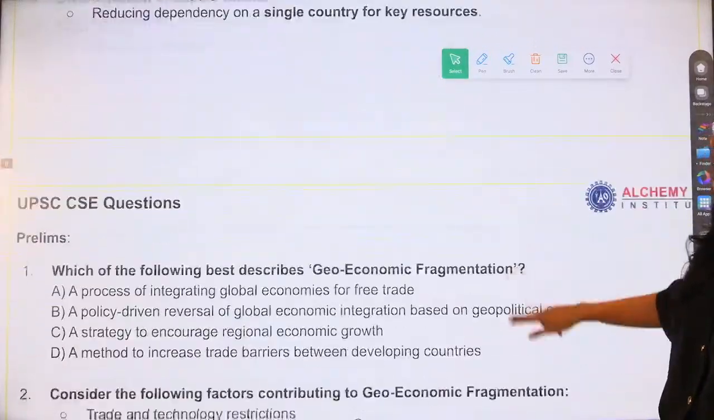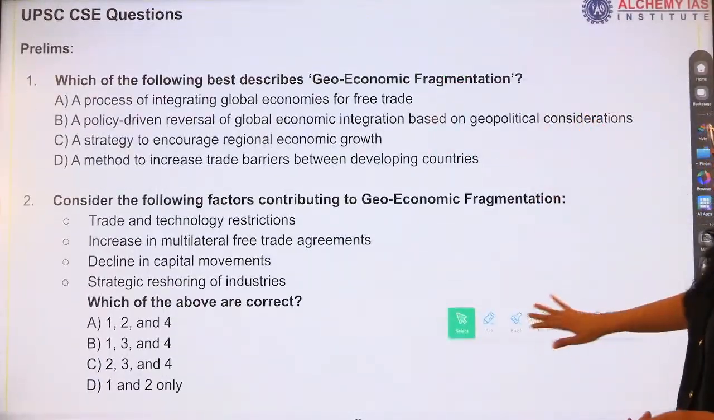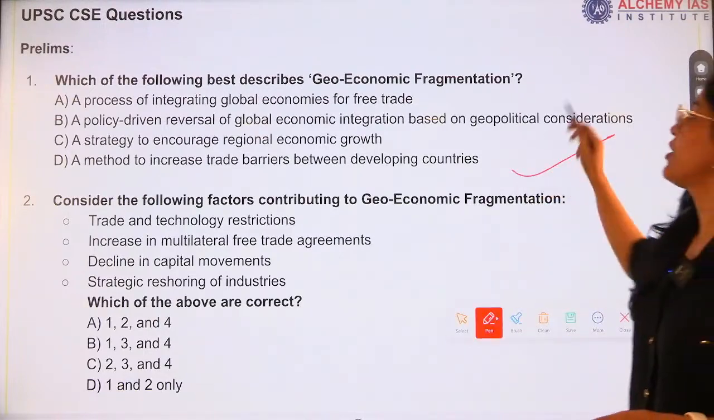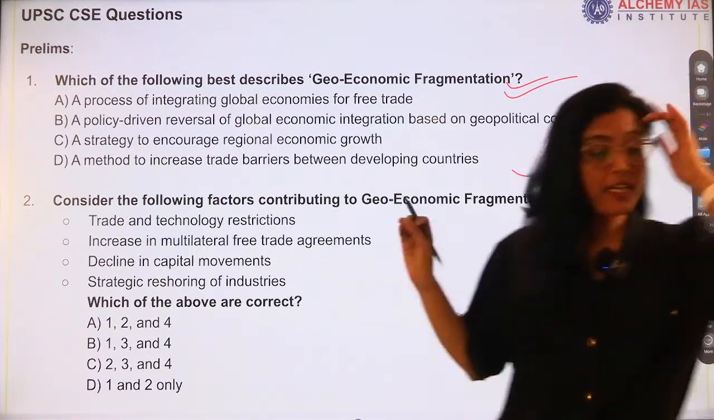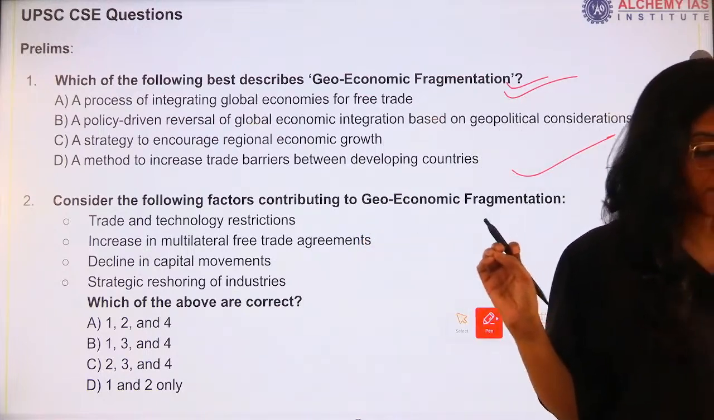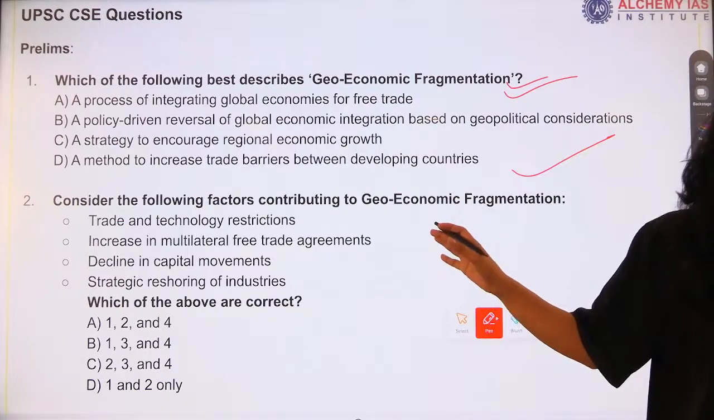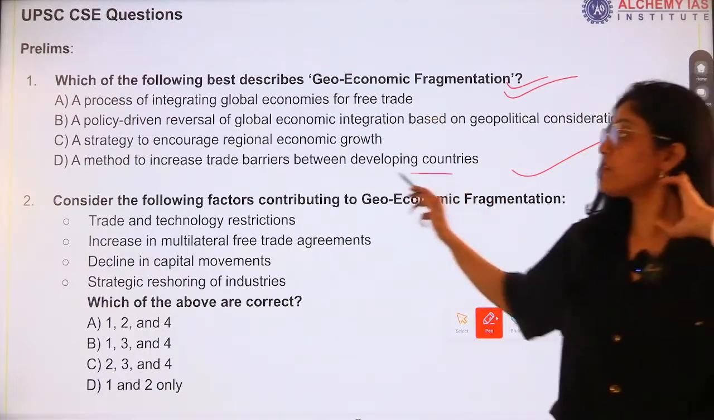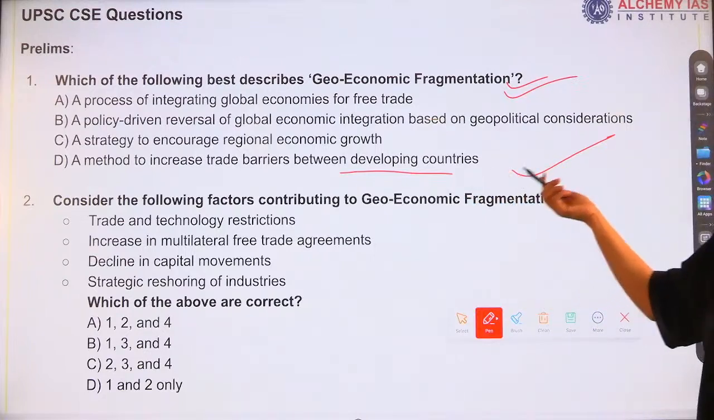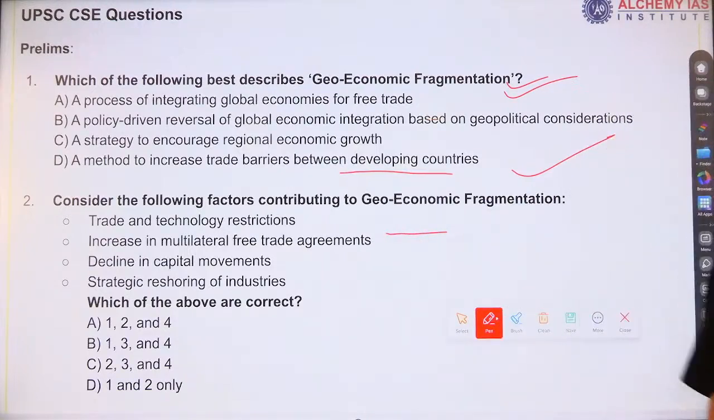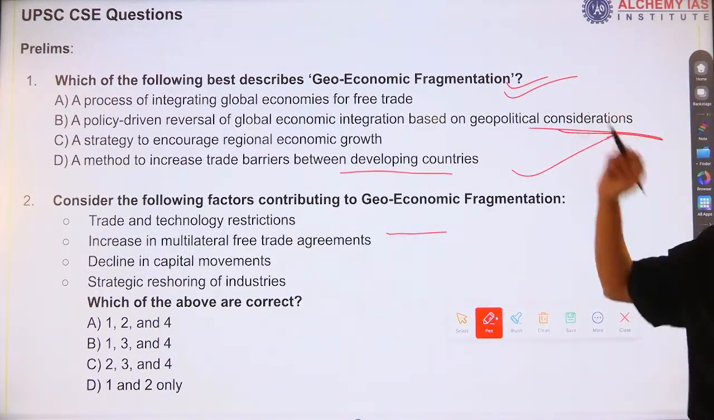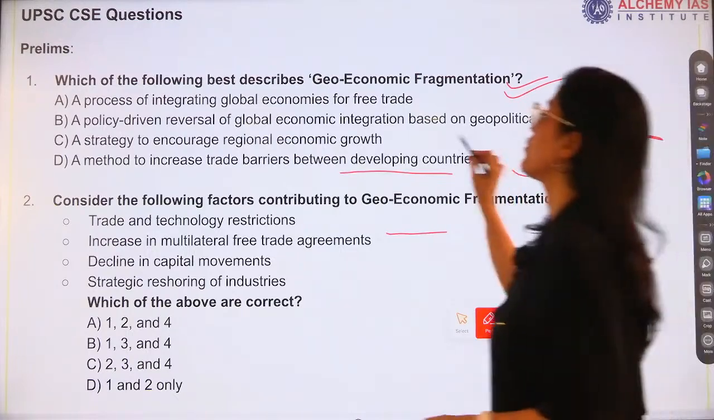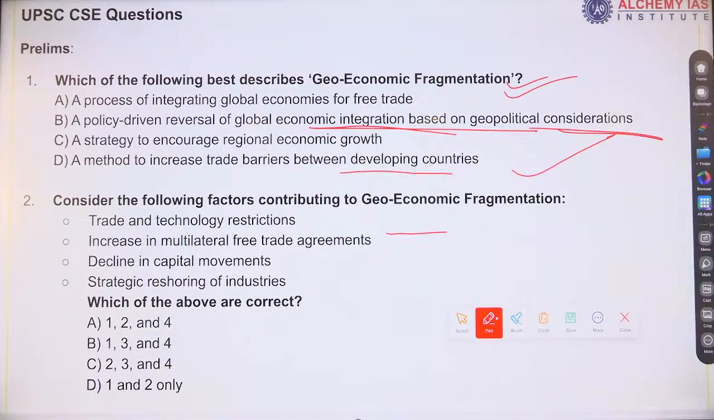Okay. Next is question time. Question is, which of the following best describes geo-economic fragmentation? Is the screen visible to everyone? Is every line clear? Guys, can you type yes if it is clear? Please tell me the answer of this question. Which of the following best describes the term geo-economic fragmentation? What is the answer? A, B, C or D? So the answer is B. It is a policy-driven reversal of global economic integration based on geopolitical consideration.